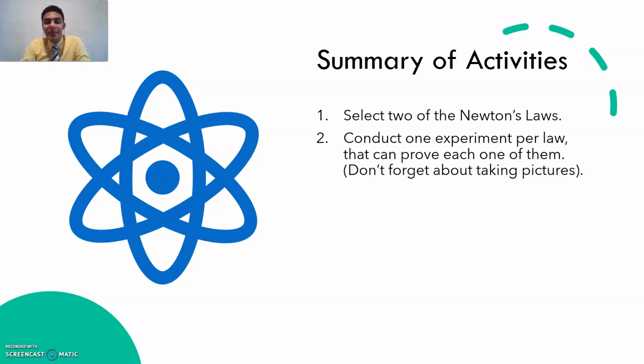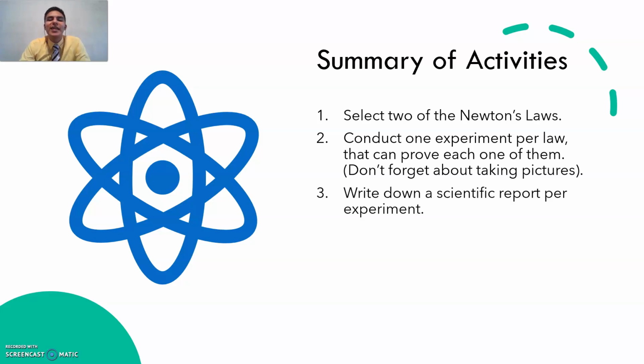So don't forget about taking pictures. Let's suppose that I already picked the first Newton's law as well as the third one. So I need to conduct 1 experiment for Newton's first law, and I need to conduct 1 experiment for Newton's third law. And in each one of them, I need to structure them in my notebook, of course adding observation, hypothesis, experimentation, analysis of data, and the conclusions themselves. And it's very important that you show evidence by taking pictures and attaching them to your notebook.